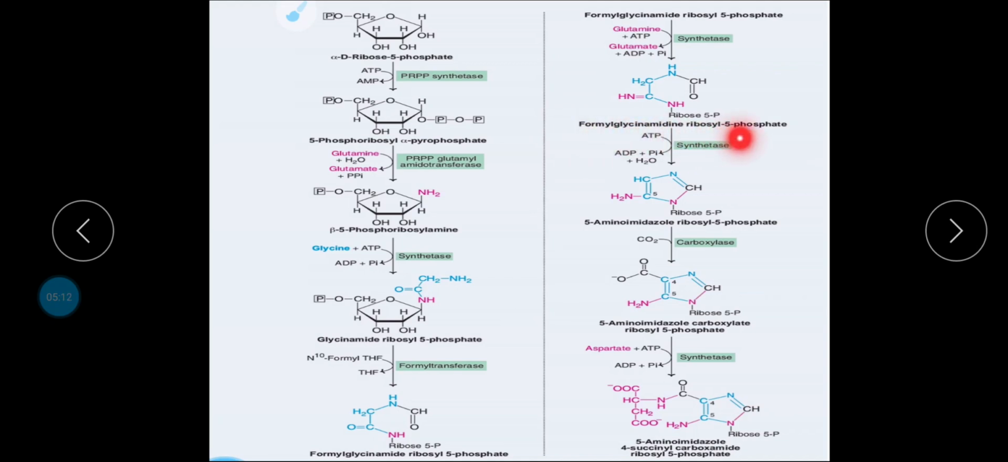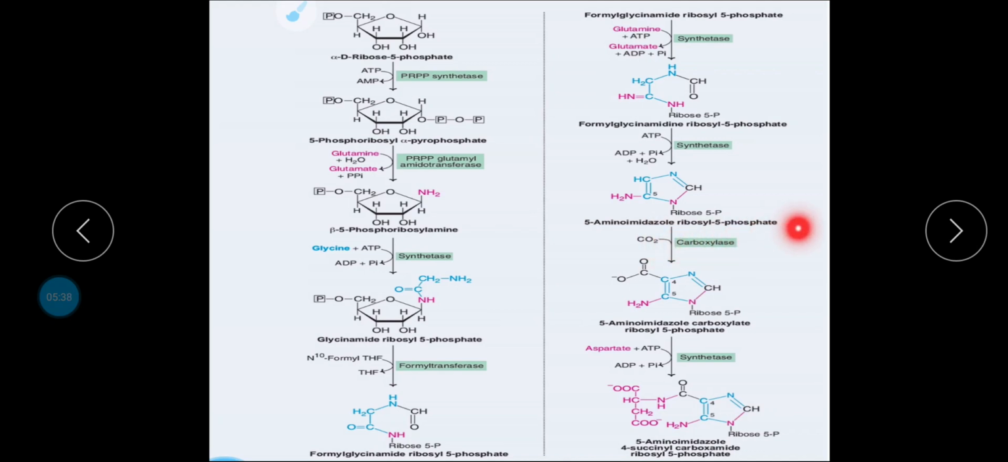This formylglycinamidine ribosyl 5-phosphate gets converted to 5-aminoimidazole ribosyl 5-phosphate. Means here the cyclization, means imidazole ring is formed. Here the ATP is required. ATP gets converted to ADP and this cyclization takes place.